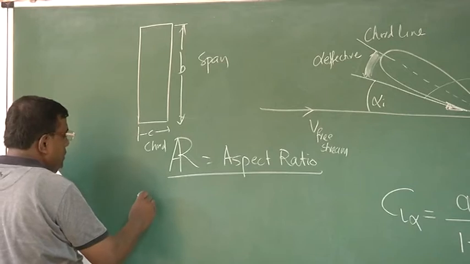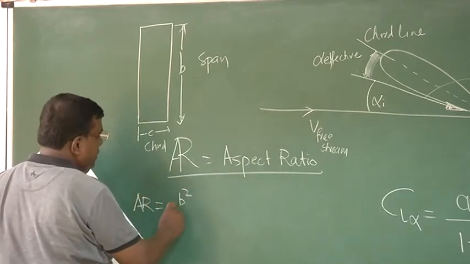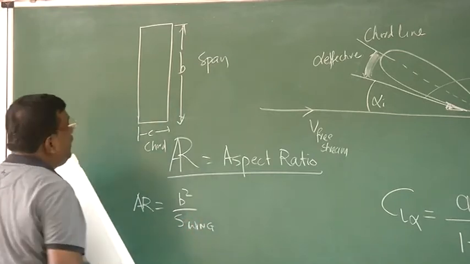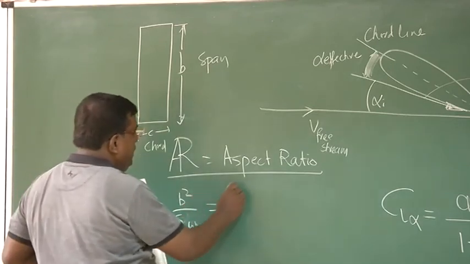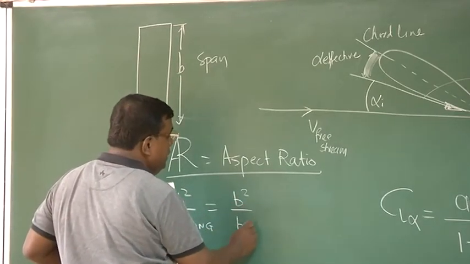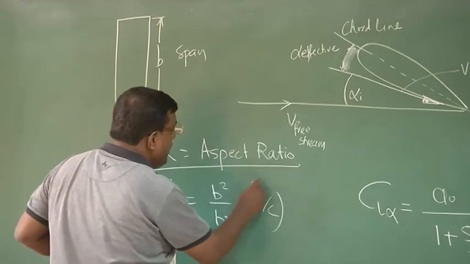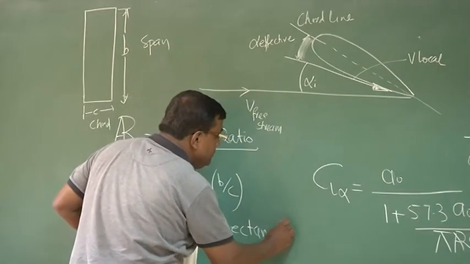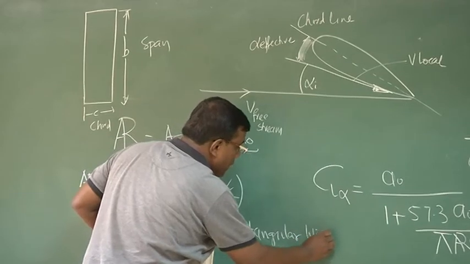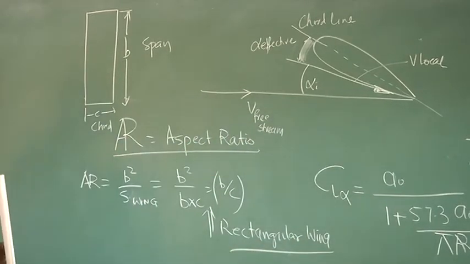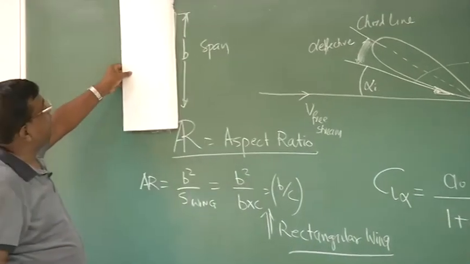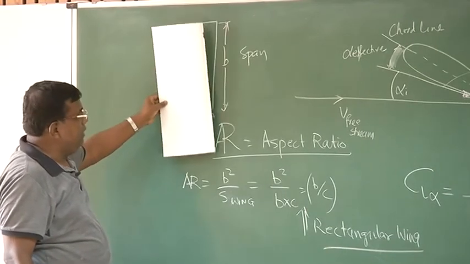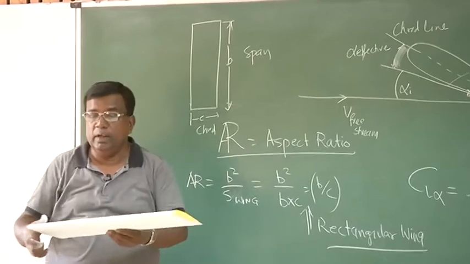Aspect ratio we define as b square by S, the wing area. For a rectangular planform wing, it automatically becomes b square by b into c, so it becomes b by c. Now see, if this is the wing and the span is increased to infinity, what will happen to the aspect ratio? The aspect ratio also will become infinite.